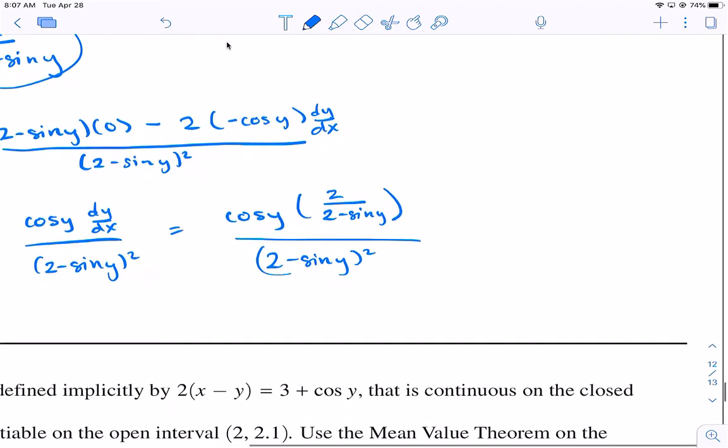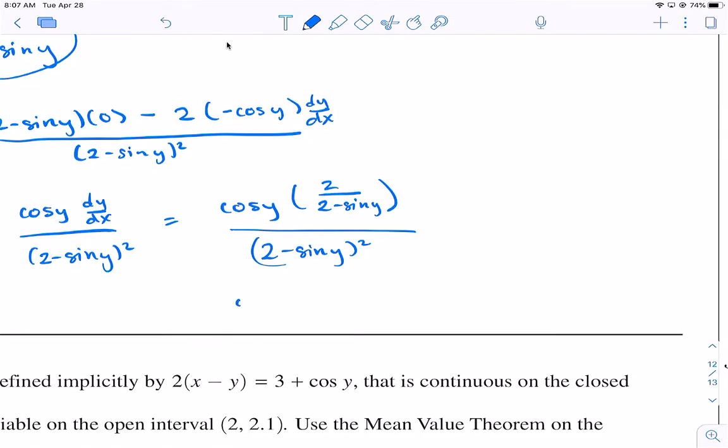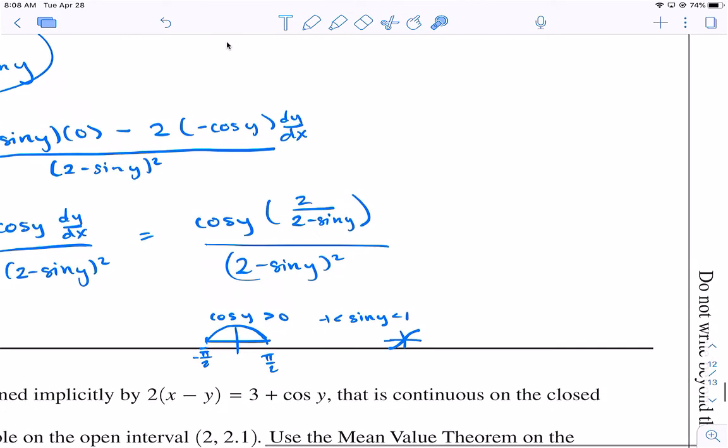Okay, so we have to think about whether each one of these pieces is positive or negative. So if I think of cosine of y, I'm only graphing from negative pi halves to positive pi halves. But this graph would be like that. So that's always positive. Then I want to think about sine of y. So sine of y, if I graph sine of y from negative pi halves to positive pi halves, I just know that that's always in between negative 1 and positive 1. So I know this piece is always positive. That's what I figured out here.